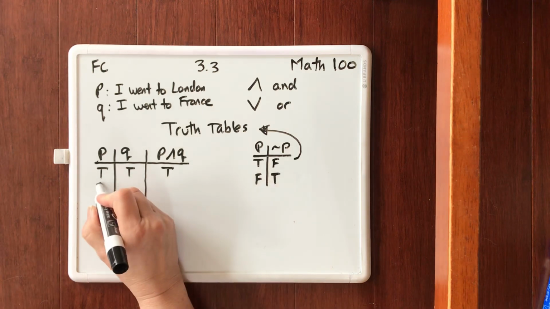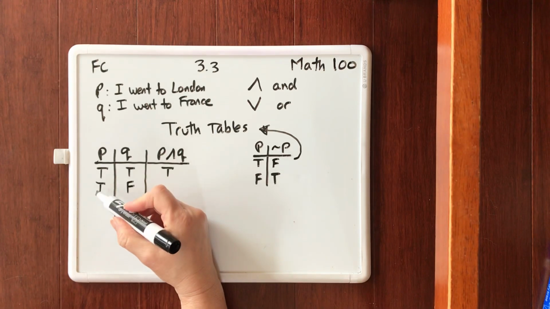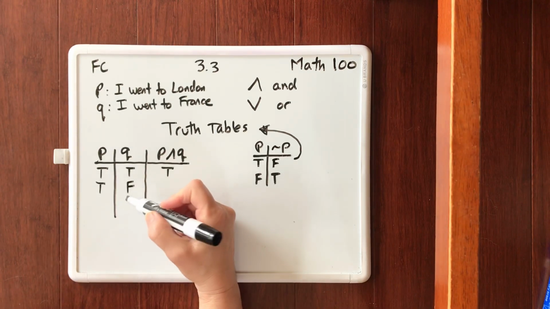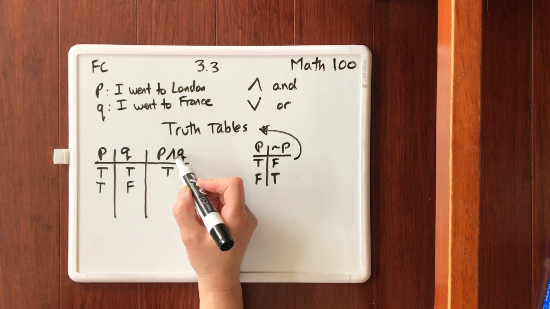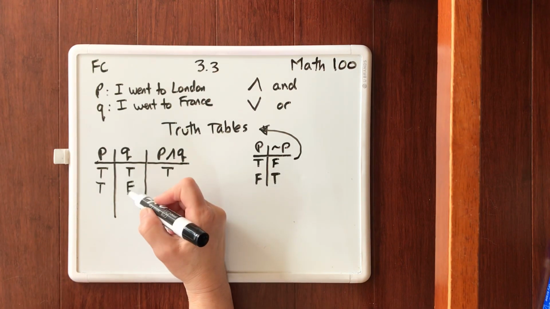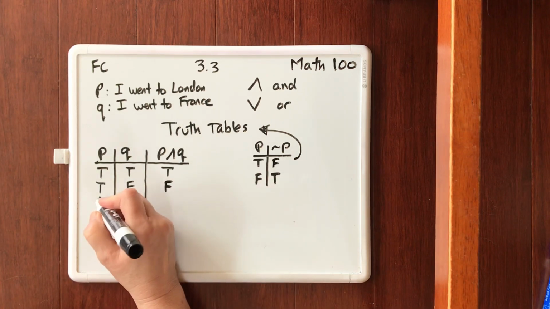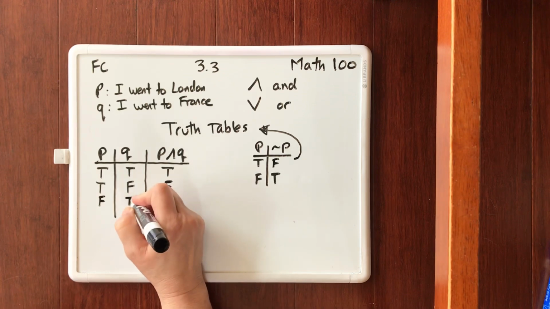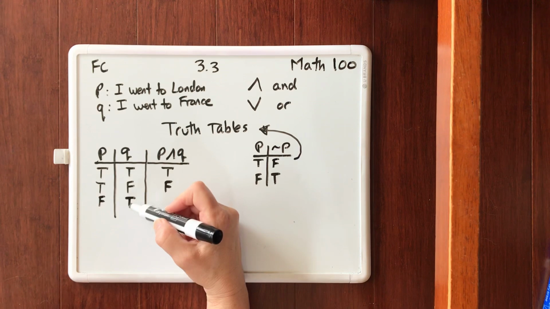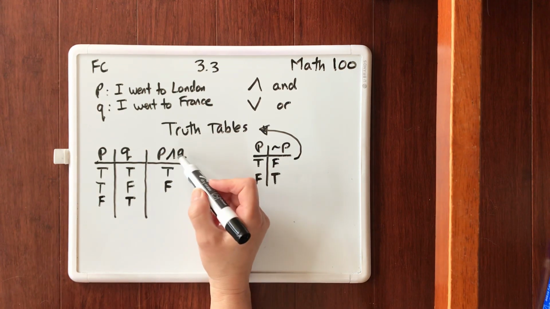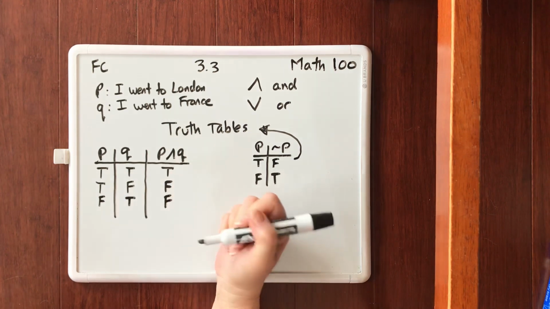Okay. So let's say P is true and Q is false. This means I went to London and I didn't go to France. And this says I went to London and went to France. Is that a true statement when we didn't go to France? No, it's a false statement. Okay. So let's now put a false here and a true here. This means I did not go to London and I went to France. And this means I went to London and France. So this would be a false statement because I didn't go to London.